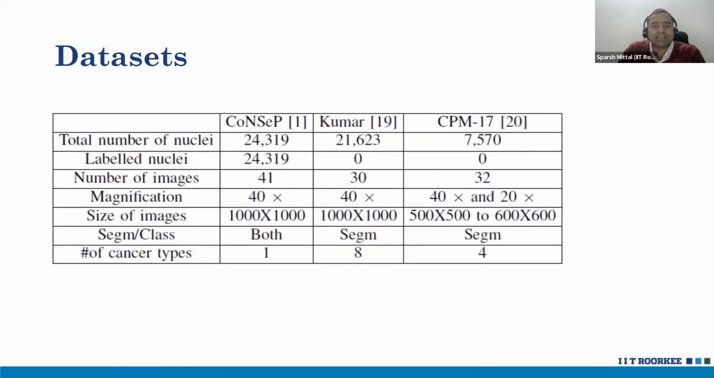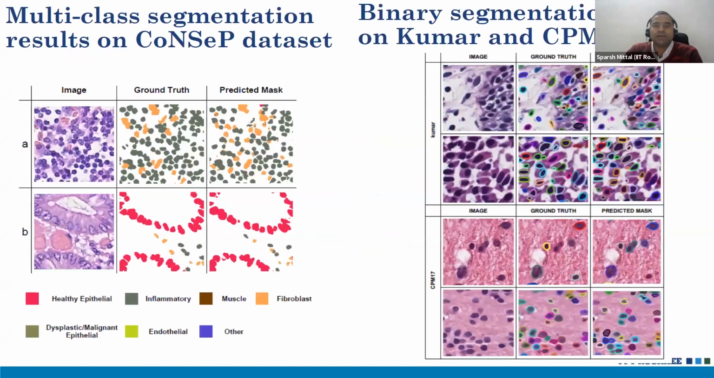We have shown the results on 3 data sets. One is CoNSeP, another is the Kumar data set, another is CPM 17. It shows the number of nuclei, the total number of images, the size of the images, 1000 by 1000, and the number of cancer types. Here it is just one, and here there are different numbers of cancer types. On Kumar and CPM 17, we only do binary segmentation, because that is what the data set provides.